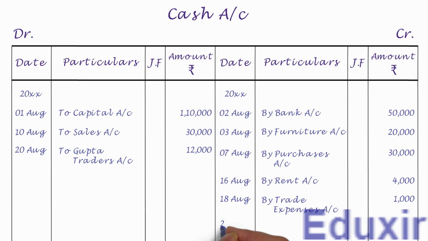Let us first write the date in the date column. We need to write by Messrs. Hema Traders account into the particulars column. Let us write the credit amount of 40,000 rupees into the amount column. With that, we have completed the posting of this journal entry into the cash account. Let us now take up the next entry.